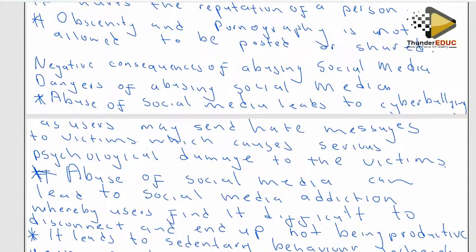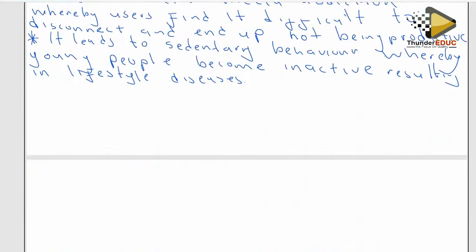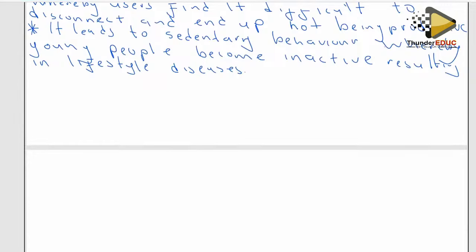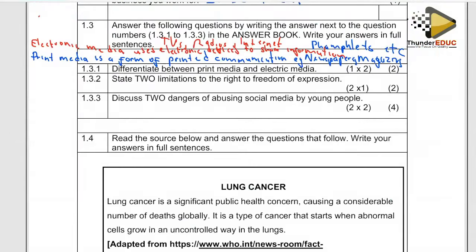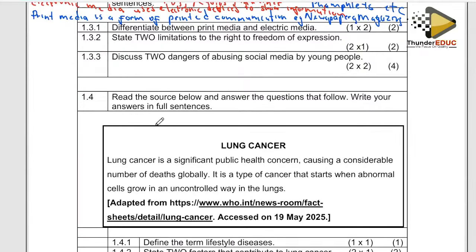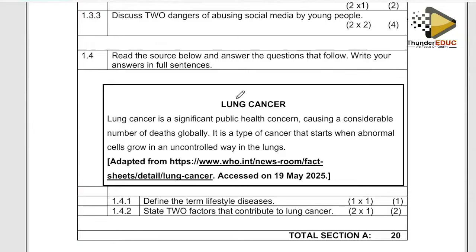Moving on to the next question. We are moving on to section B, which I said is a compulsory section as well. So we have exhausted this one, the 2 dangers of social media for young people. So 1.4 requires us to read the source below and answer the questions that follow. Write your answers in full sentences. We have a case study provided there. This is a case study on lung cancer.